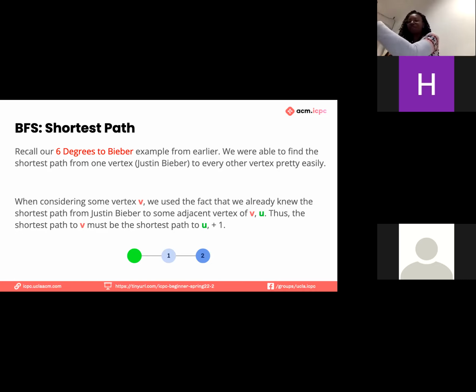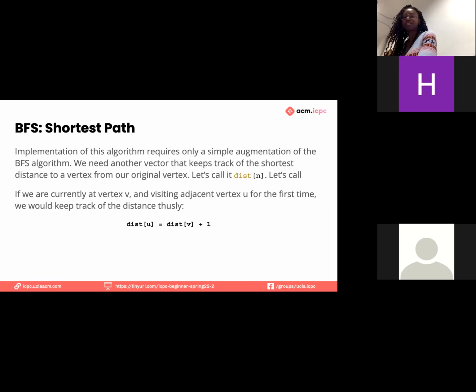So recall this example that we had from earlier, where we were able to pretty easily find the shortest path from one vertex, Justin Bieber, to every other vertex in the graph. So the idea is that when we're considering some vertex V, we use the fact that we know the shortest path to some adjacent vertex of it, U, right? So if you know the shortest path of some adjacent vertex U, then you know that your shortest path to the vertex you're trying to reach must be U plus one, because there's no shorter path than that. Does that make sense? It's what we did earlier. But if you have questions about it, please feel free to ask them. Awesome, move on, but please don't forget to interrupt me if you have questions.